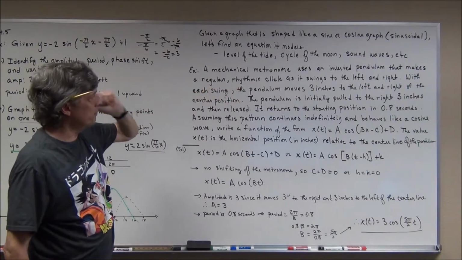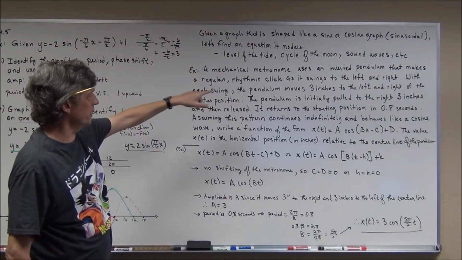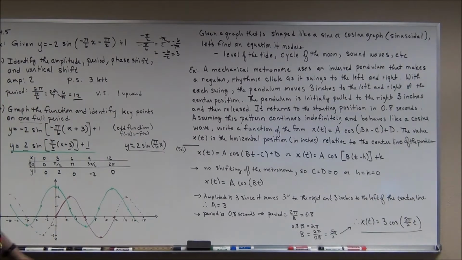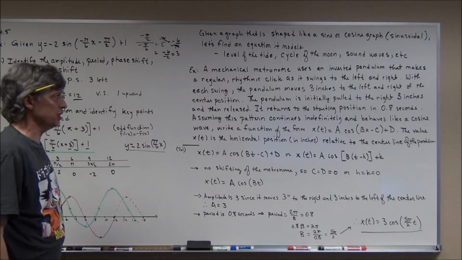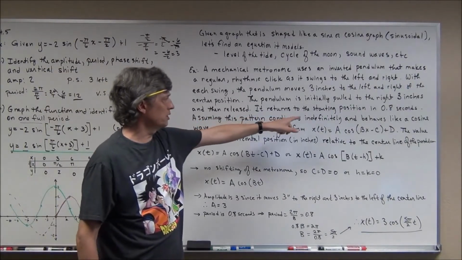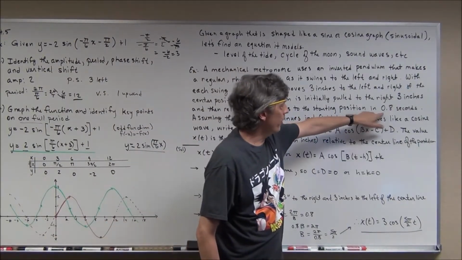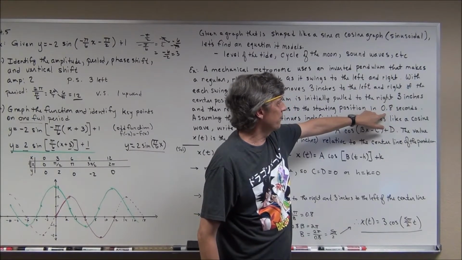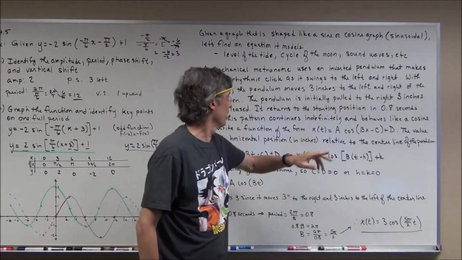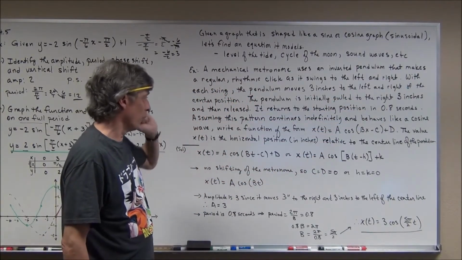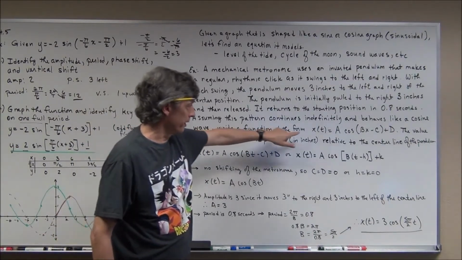It uses an inverted pendulum that makes regular rhythmic clicks as it swings to the left and to the right. With each swing, the pendulum moves 3 inches to the left and 3 inches to the center position. The pendulum is initially pulled to the right, starts off 3 inches to the right, and then is released. It returns to the starting position in 0.8 seconds. So this information is all important. I don't have a graph. I'm given the information to find things about the period, the amplitude, and so on. Assuming that this pattern continues indefinitely and behaves like a cosine wave, write a function of this form here.